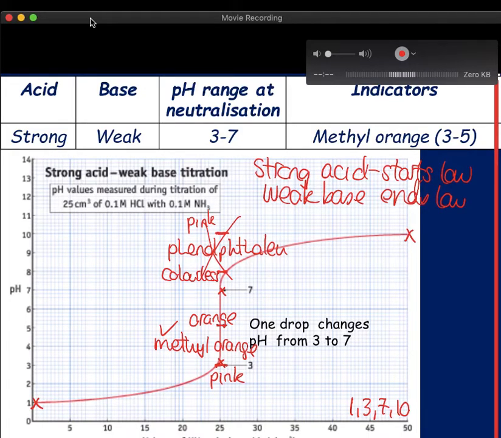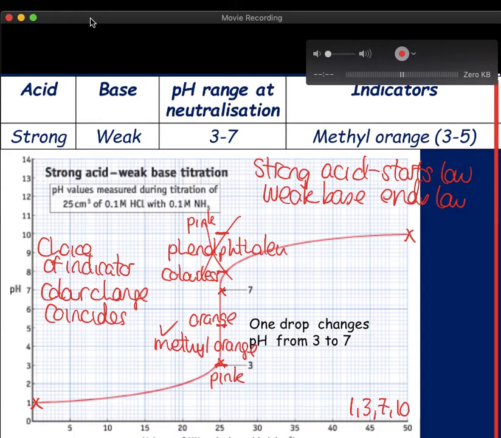So again, if we have to explain our choice of indicator, it's the exact same words. If we have to justify it, we are picking methyl orange because the color change coincides with the sharp rise on the graph. So strong acid, weak base, starts low, ends low.